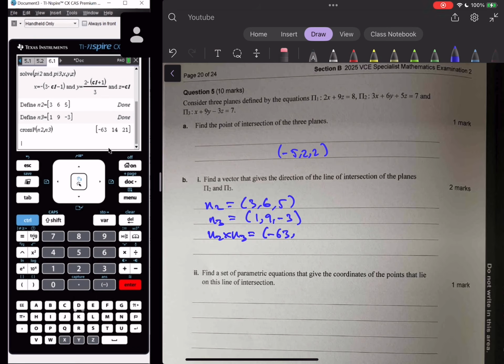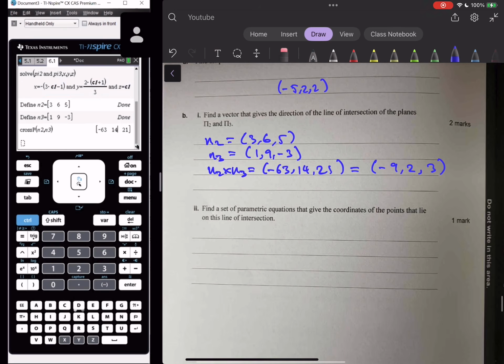We have 14 and we have a 21. Can we factor this at all? I think so, I think this factors out. If you divide everything through by 7, this is -9, 2, and 3. That seems right. And you'll notice this should match. It's a scalar multiple of the vector we saw in this equation, which is -3, 2/3, and 1. If you multiply this vector by 3, you get whatever we just wrote down.